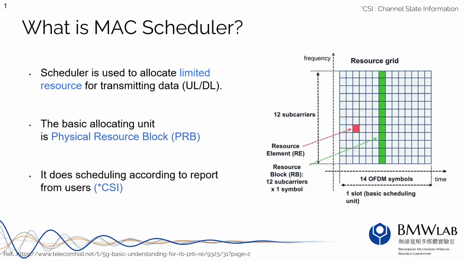But how does the scheduler do the scheduling? Actually, the scheduler will get information from the user, and this information is called CSI, which means channel state information. It means the UE will report the CSI to the scheduler in order to know the channel capability of each UE. Then the scheduler can refer to this information, CSI, to do the scheduling individually.